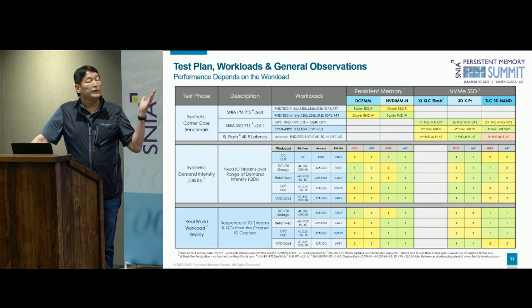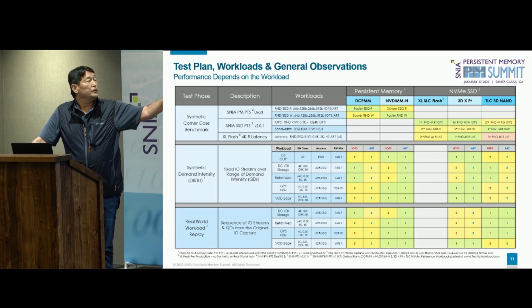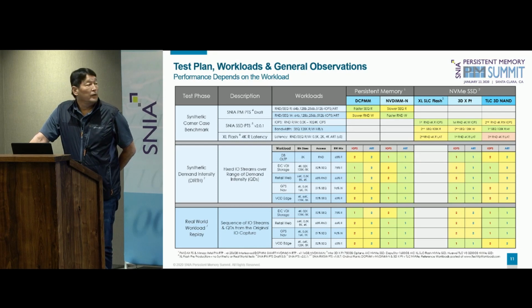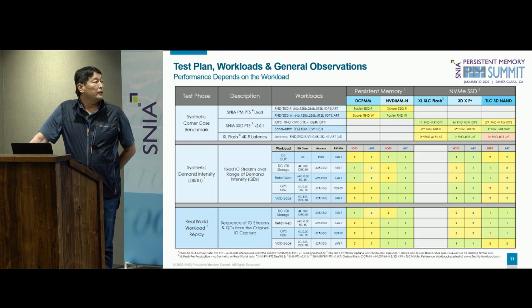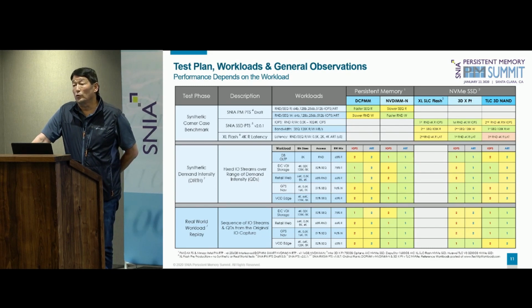This is a summary of all the data you're going to see in the next 4 charts. But to put it simply, we've got persistent memory, there's data center PMM and NVDIMMs being compared. And on the right-hand side, you've got NVMe SSDs. The XL flash is looked at just for a few corner case workloads, and the 3D XPoint and the TLC NAND are compared against all the workloads.